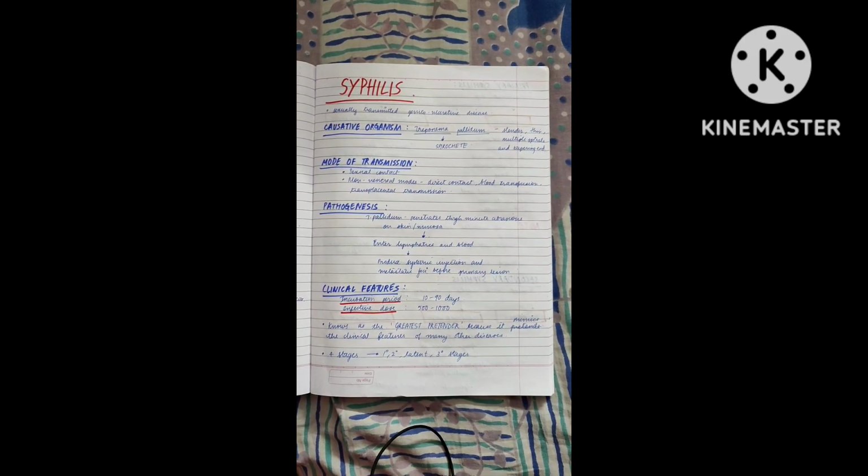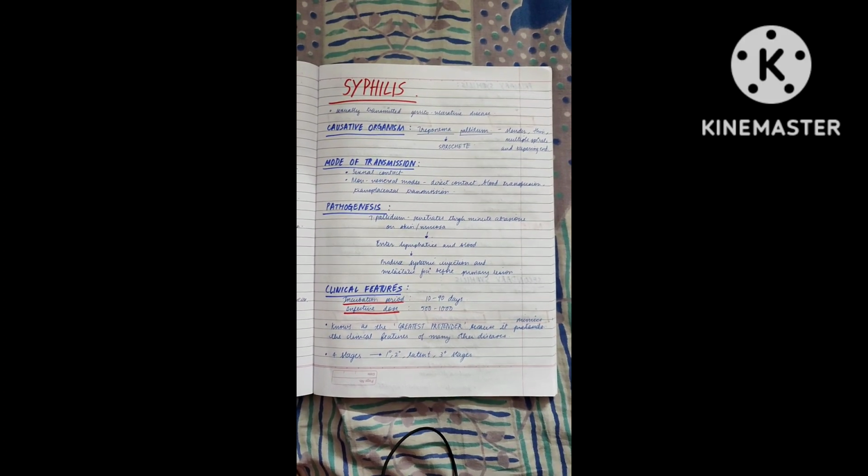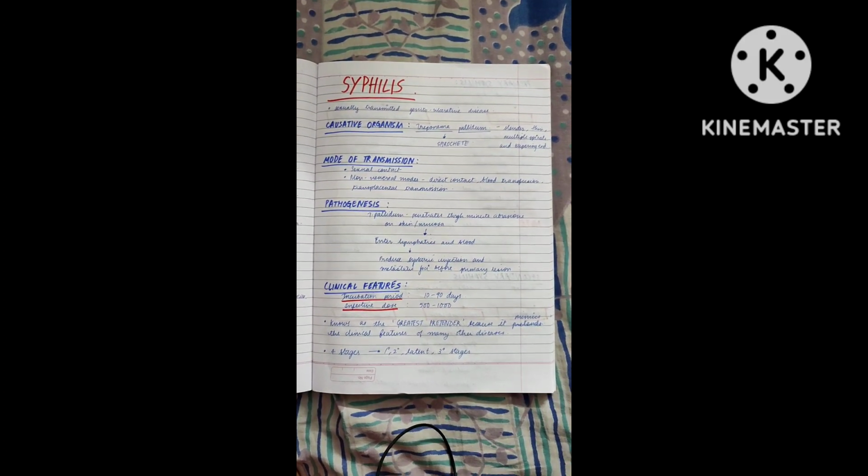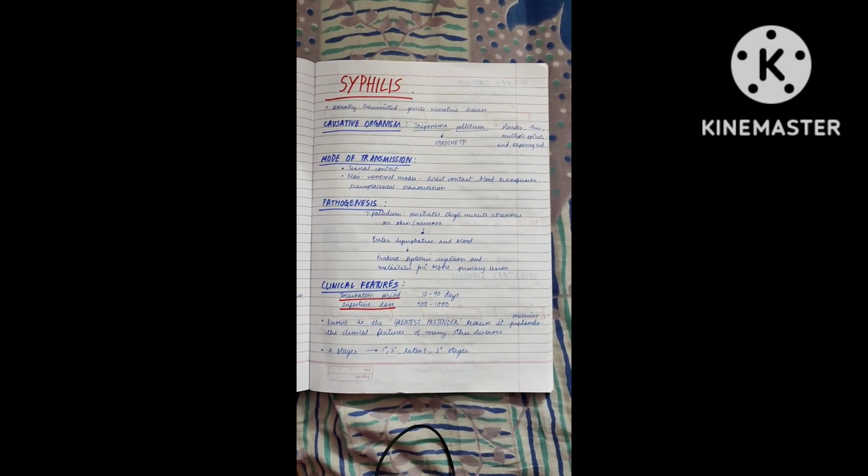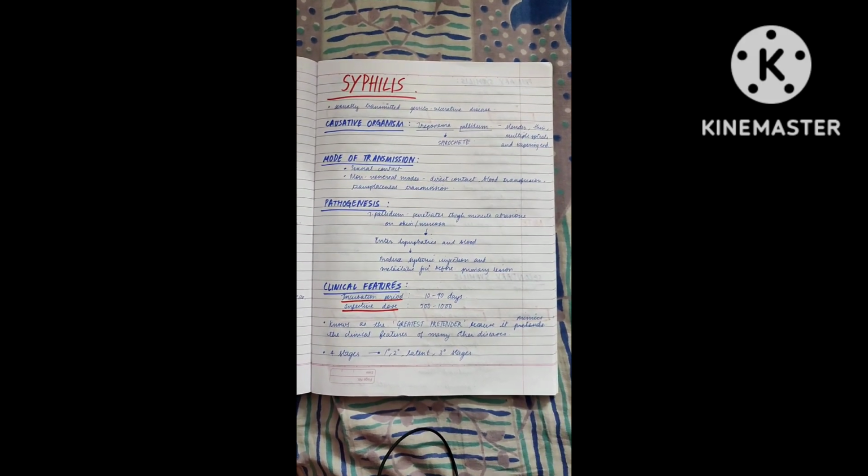The causative organism is a spirochete, Treponema pallidum, and under microscopy it is very well recognized as a slender, thin, flexible organism with multiple spirals, and it also has a tapering end.